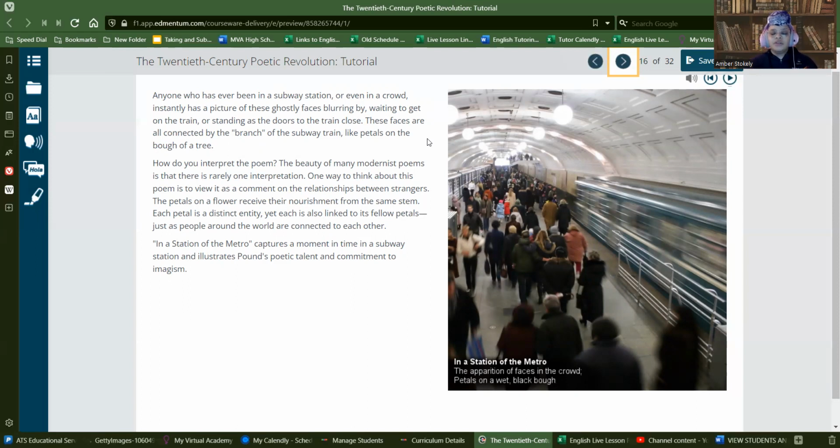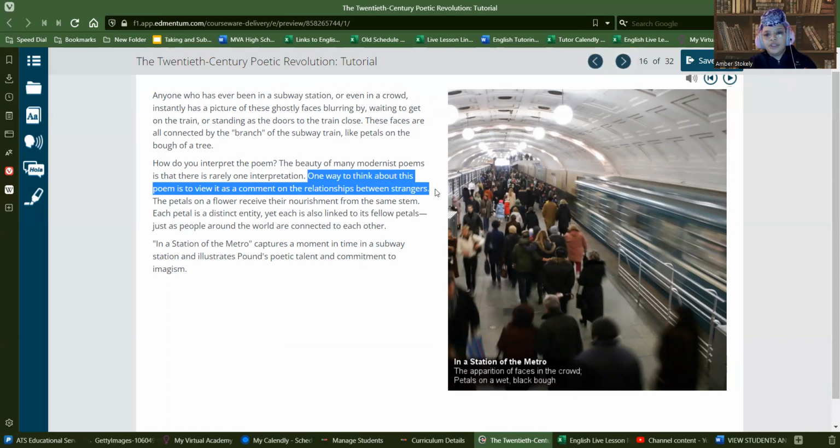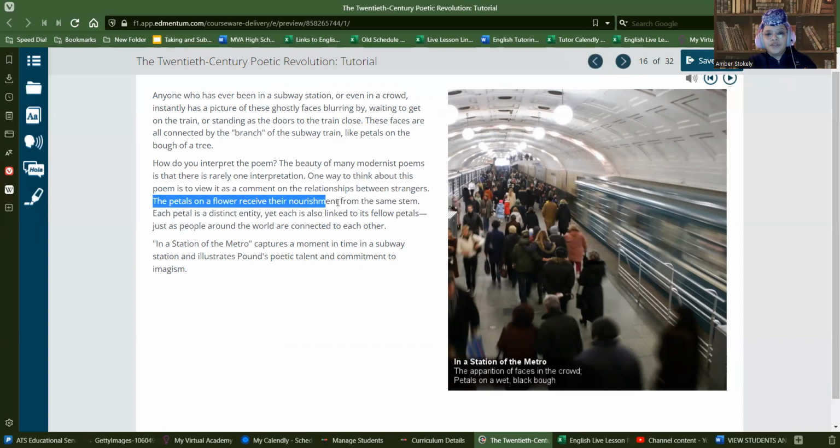But also keep in mind that one of the important things about modernism is that you're supposed to be able to get your own interpretation out of it. So it says here, the beauty of many modernist poems is that there's rarely one interpretation. One way to think about this, for example, is to view it as a comment on relationships between strangers. They point this out. That's another meaning that this poem could have. The petals on the flower receive their nourishment from the same stem. So that's the bough. Each petal is a distinct entity.